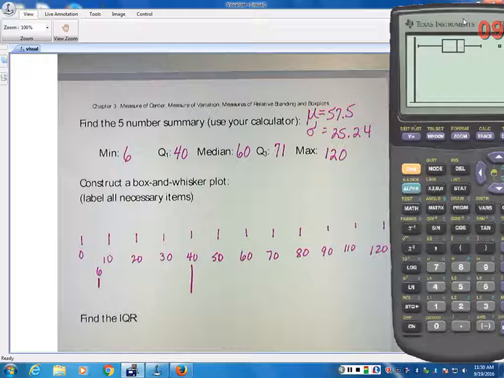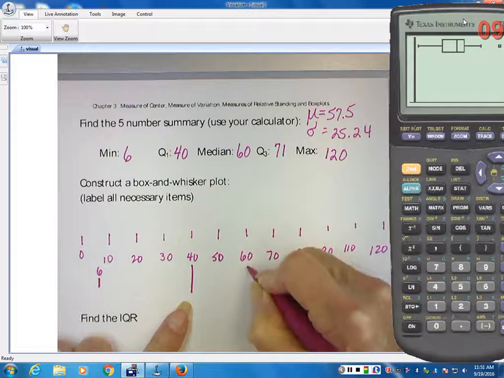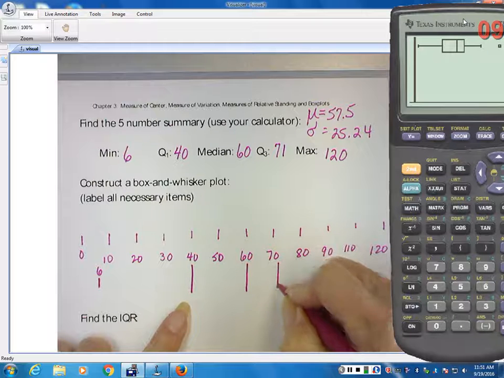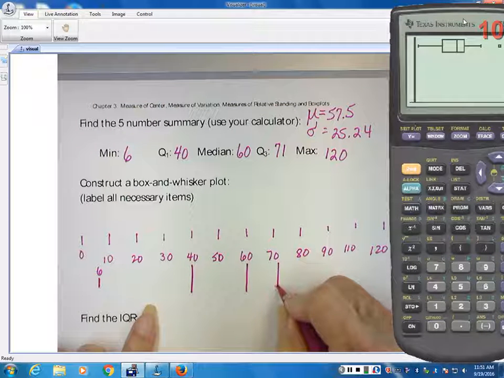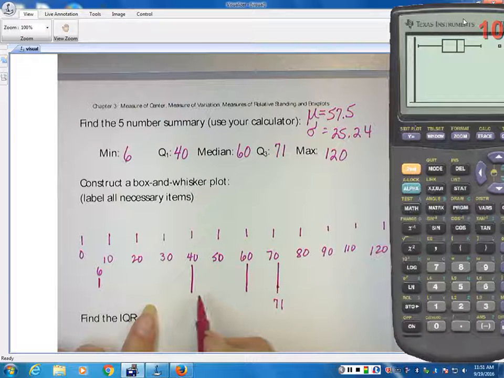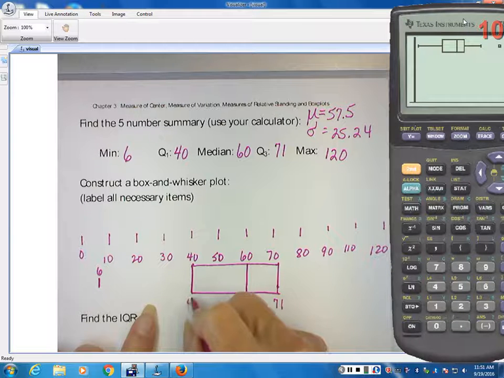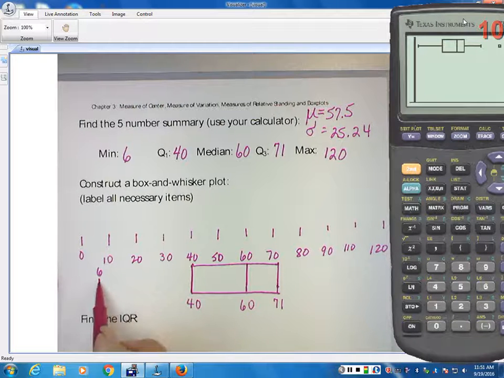I'll go through in a minute and show you an actual way. This is not that big a data set that we couldn't do this. I'll show you a way that you can actually break it up to where you can see what's actually happening. So our first quartile is 40, the median is 60, our third quartile is 71, and 50% of the data then is between 40 and 71 miles per hour. And then 25% of the data is between 6 and 40 miles per hour.